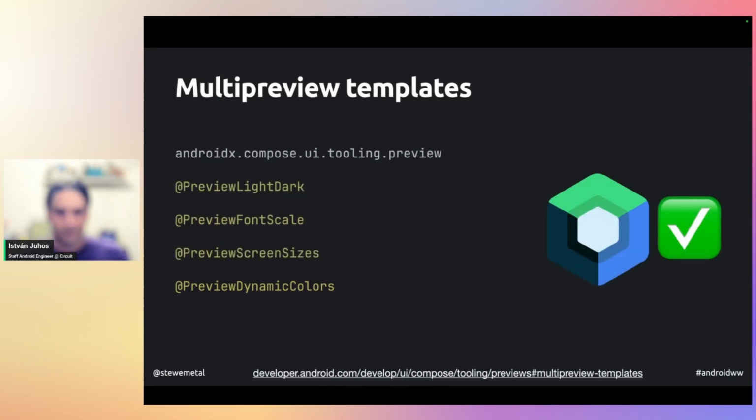Okay, again, the summary. Multi-preview templates are in the AndroidX Compose library with Jetpack Compose. They are defined there, actually. And as normal multi-preview annotations, Android Studio picks them up, renders them, and they can be filtered, and so on and so forth. So that's great.